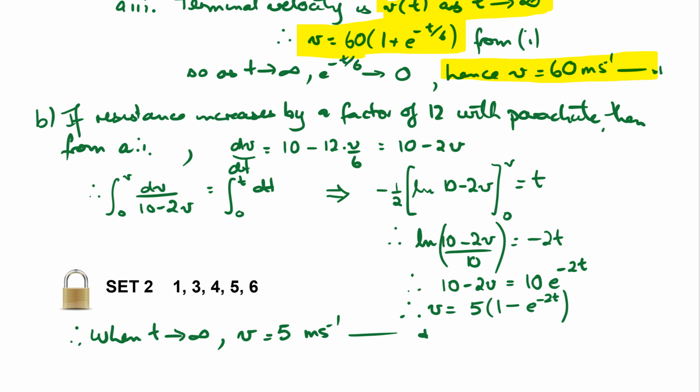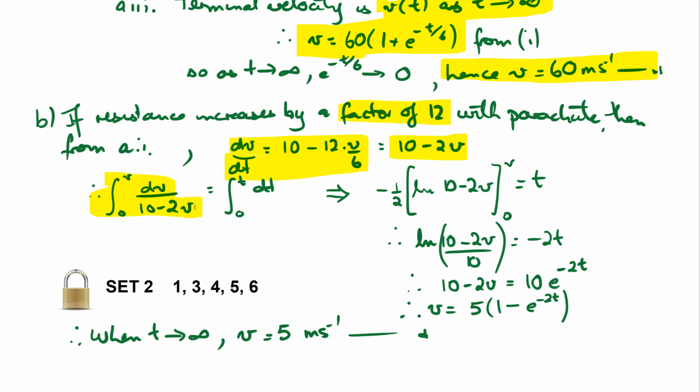Now for the last part, if we were using a parachute and therefore the air resistance increased by a factor of 12, to work out the terminal velocity we can take our original expression, which was 10 minus v on 6, and we're just going to increase that air resistance by a factor of 12. So that then simplifies to 10 minus 2v. So once we have that, then it's a relatively easy integral to do.